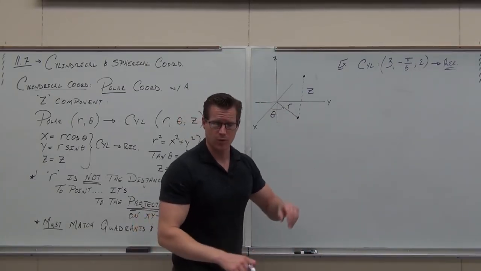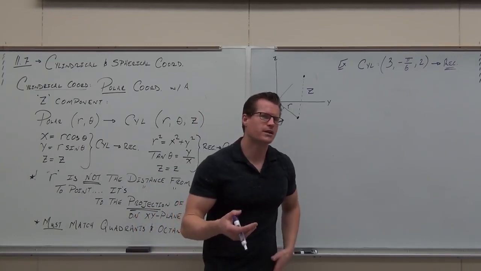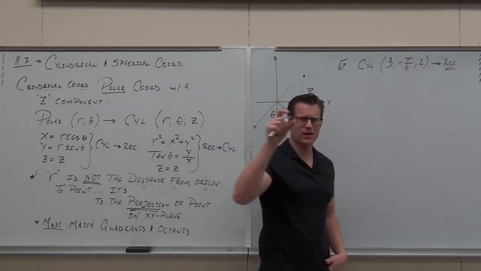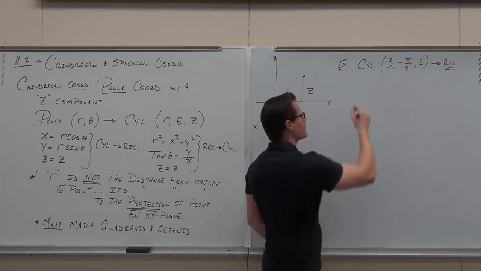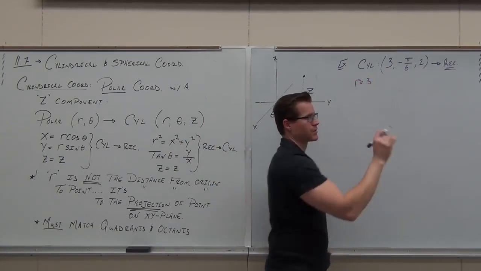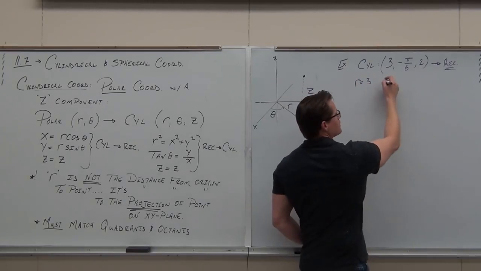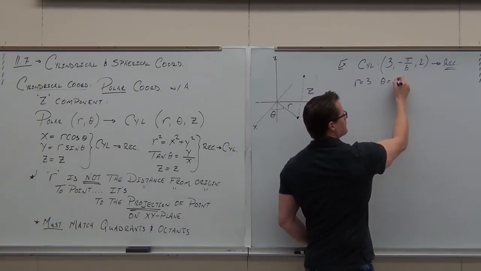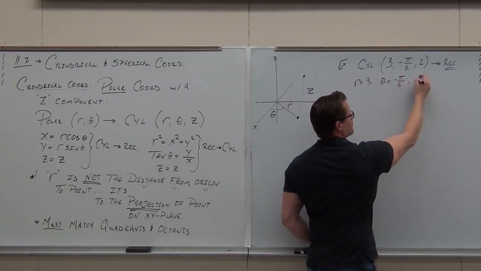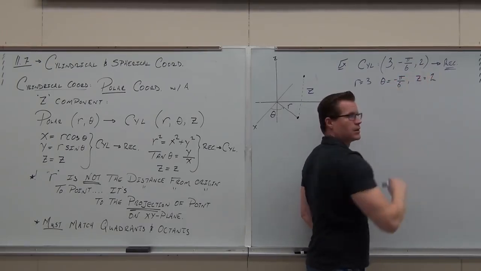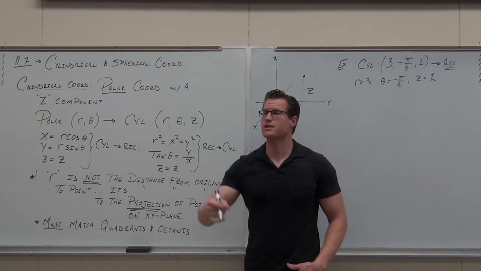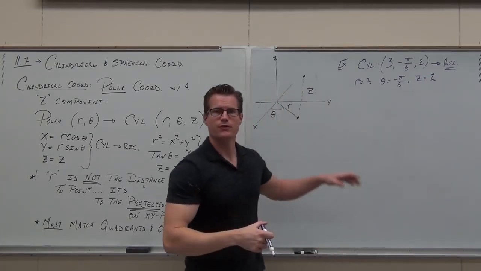So, number one, what's the R? Can you tell me what the R is here? It goes in order of R, theta, Z. What's the R? 3. Write down all the stuff you know. Please do that. What's the theta? And the Z? 2. Now, visualize where it is and write that down too.